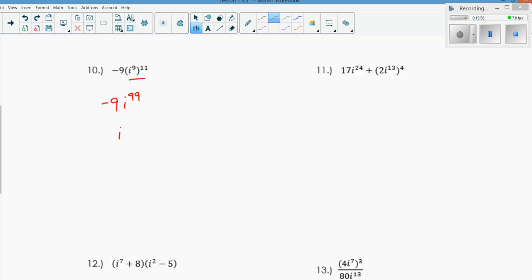Alright, so i squared times, let's see, what do we need to multiply by? 49. So 49 times 2 gives me 98, so I need one more. Right, again, this is negative 1 raised to the 49 times i. So I know I'm going to have negative 1 times. Negative 1 to an odd power is negative 1 times i gives me negative i. Multiply, I get 9i.